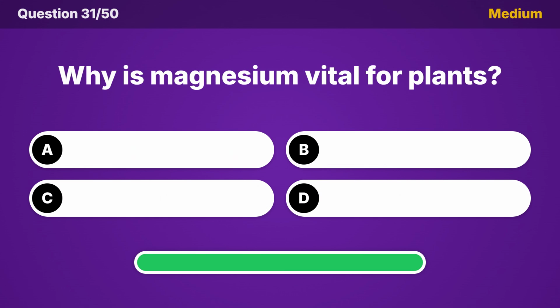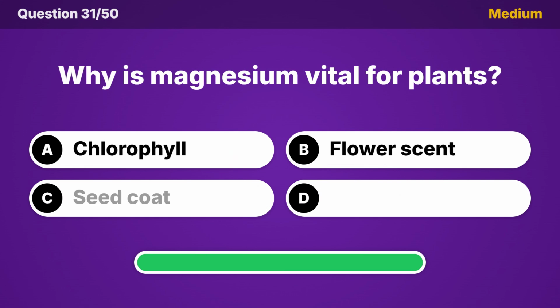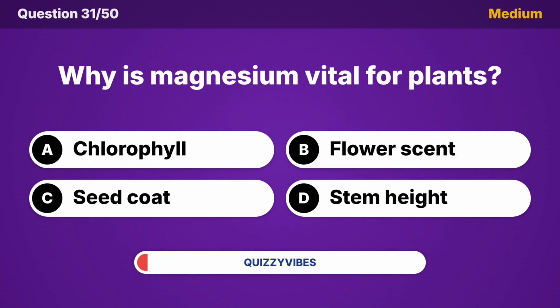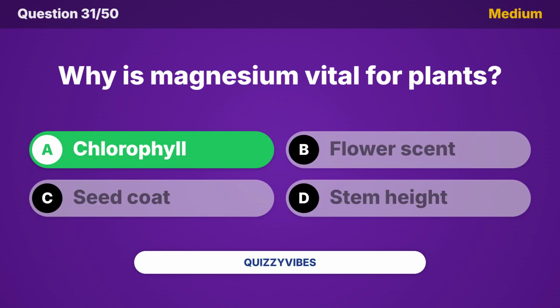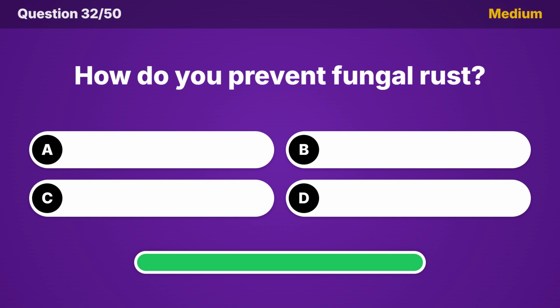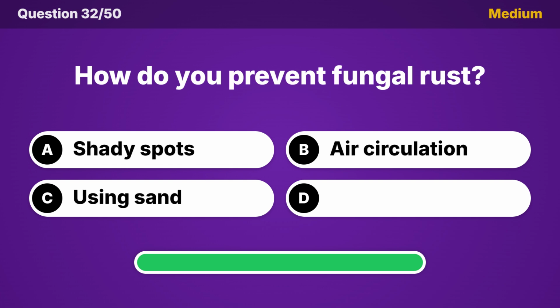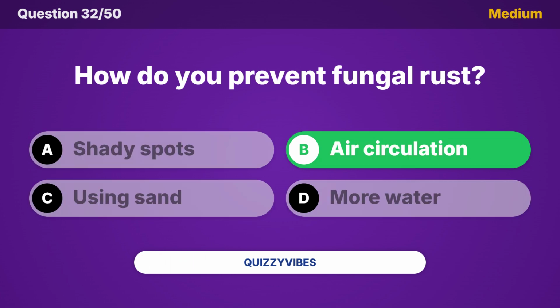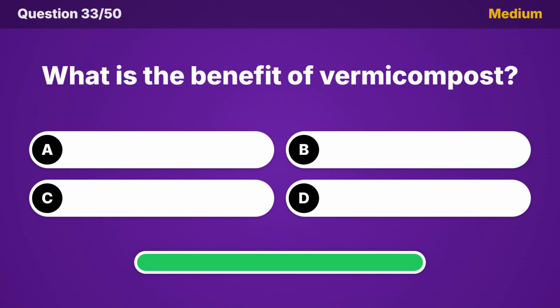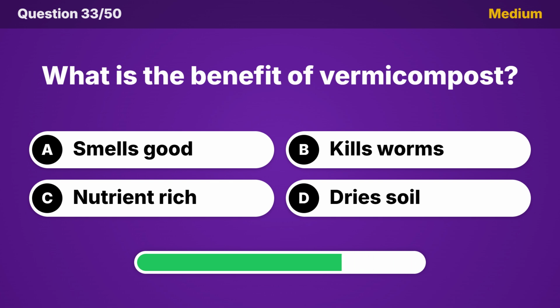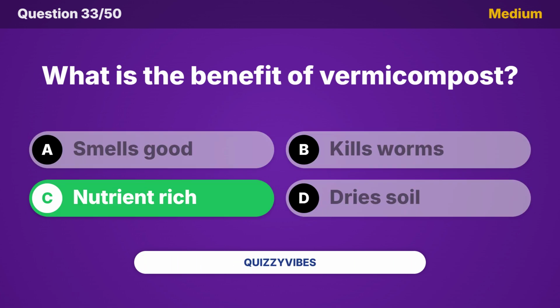Why is magnesium vital for plants? And the answer is chlorophyll! How do you prevent fungal rust? Here is the answer. Air circulation. What is the benefit of vermicompost? The correct choice is nutrient-rich.